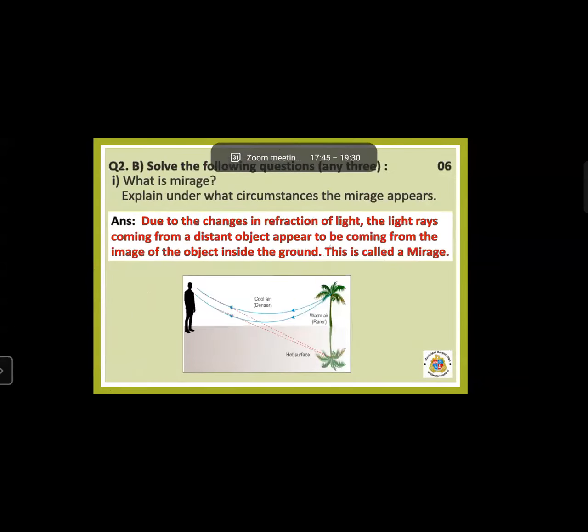Question number 2B carries 6 marks. So you have to solve 3 questions, and each question carries 2 marks. Question number 2B says solve the following questions. We have to solve only 3 questions, any 3, each carrying 2 marks.